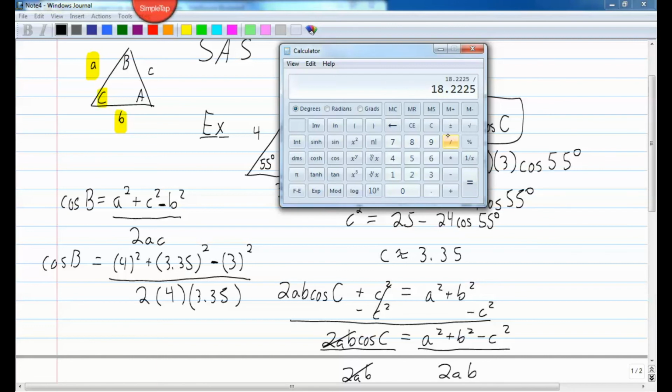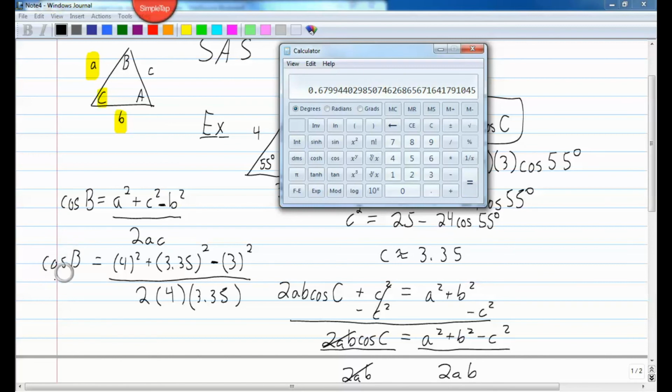Now I'm going to say divided by, and I'm going to put these all in parentheses. 2 times 4 times 3.35. Okay, so this divided by, in parentheses, this, and now don't forget you have to hit equals. This number up here right now is just what this times this is. So equals, and you should get a decimal less than 1, and we do. So when you work out this right side, you get this decimal.